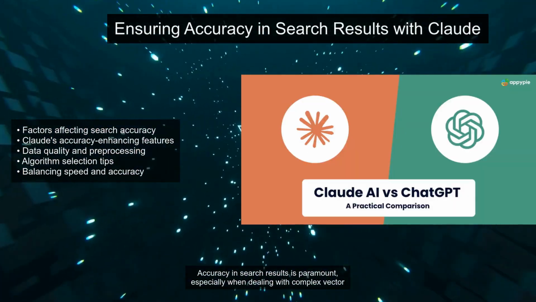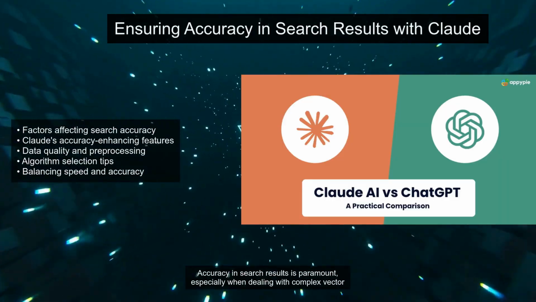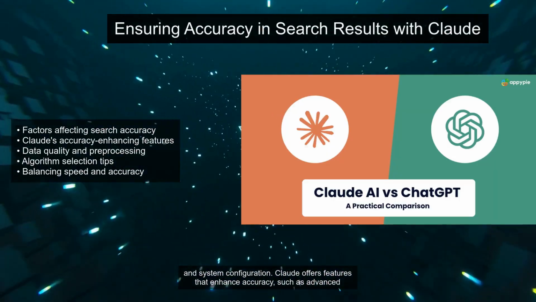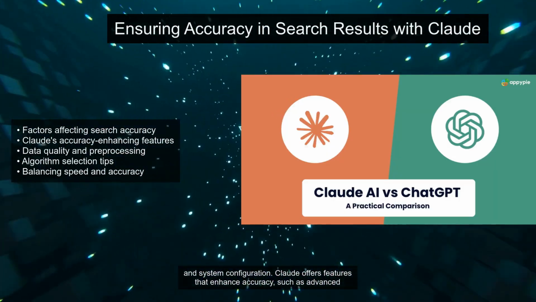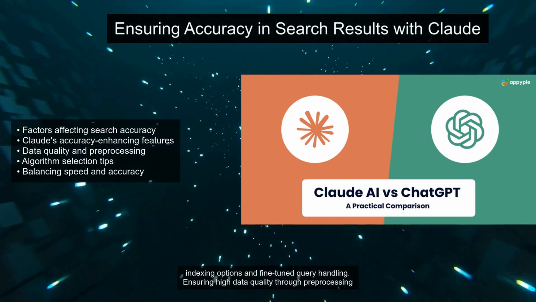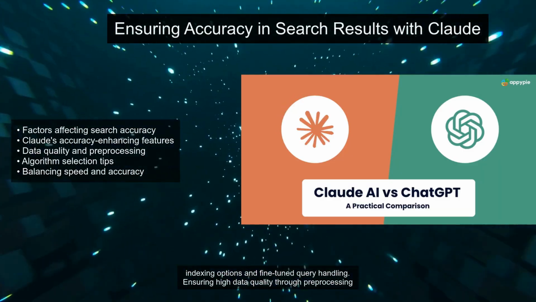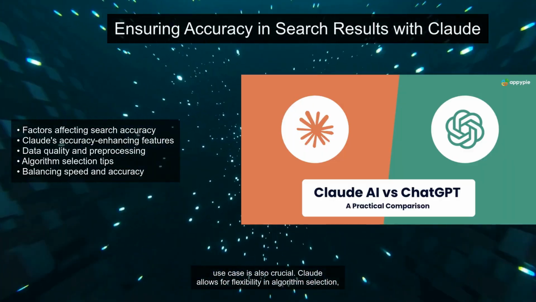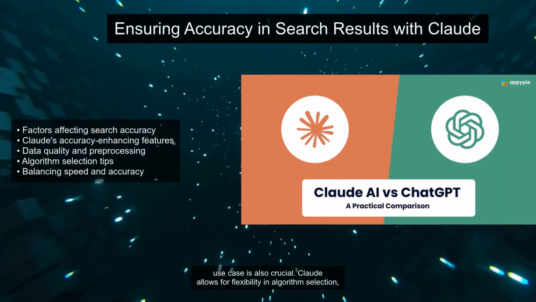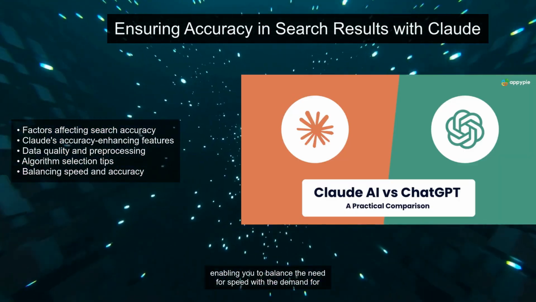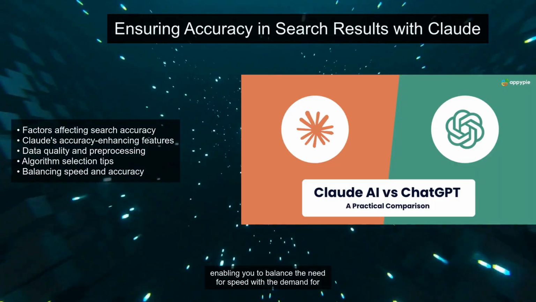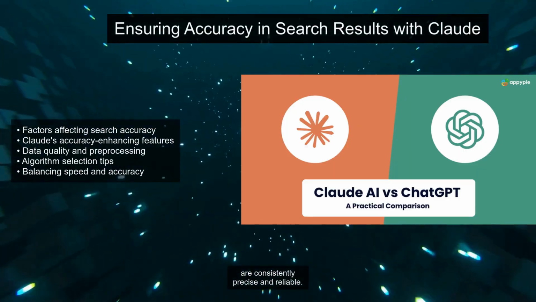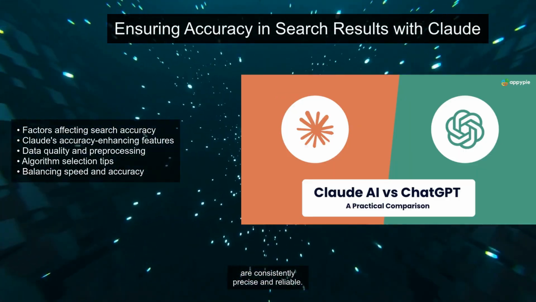Accuracy in search results is paramount, especially when dealing with complex vector data. Several factors can affect search accuracy, including data quality, algorithm choice, and system configuration. Claude offers features that enhance accuracy, such as advanced indexing options and fine-tuned query handling. Ensuring high data quality through preprocessing can significantly improve result accuracy. Selecting the right algorithms for your specific use case is also crucial. Claude allows for flexibility in algorithm selection, enabling you to balance the need for speed with the demand for accuracy. By leveraging these features, you can ensure that your search results are consistently precise and reliable.